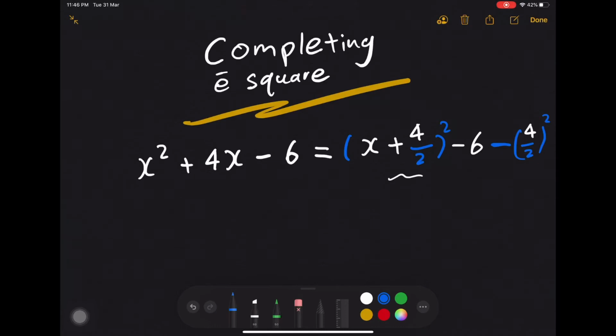So you need to press this in the calculator. This will get you x plus 2 squared, and the one at the back, 4 divided by 2 is 2, so minus 6 minus 4 is minus 10. There you go, completing the square. That's all. This is the only thing that you need to take note of.